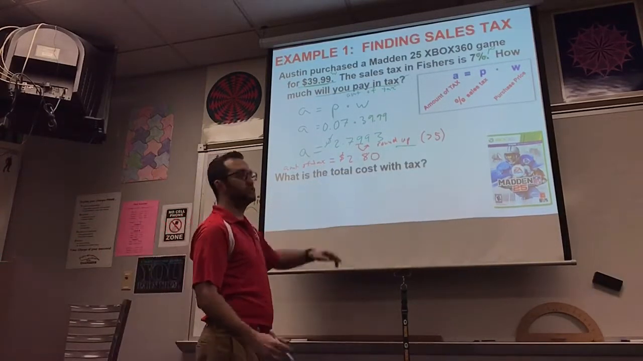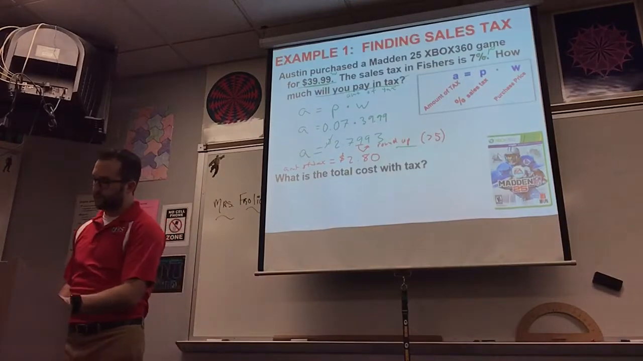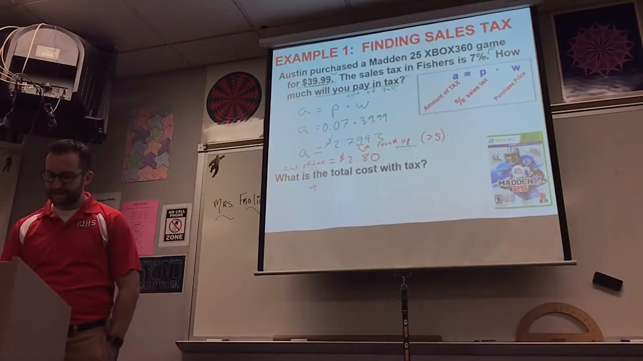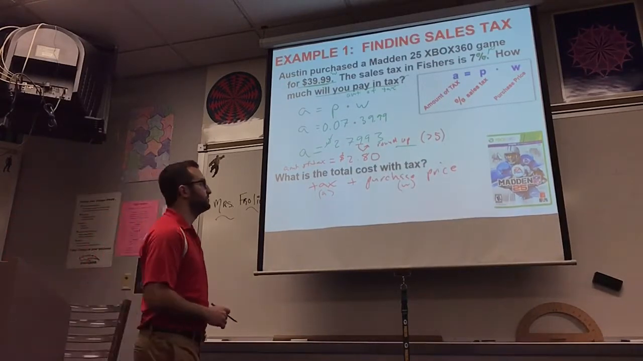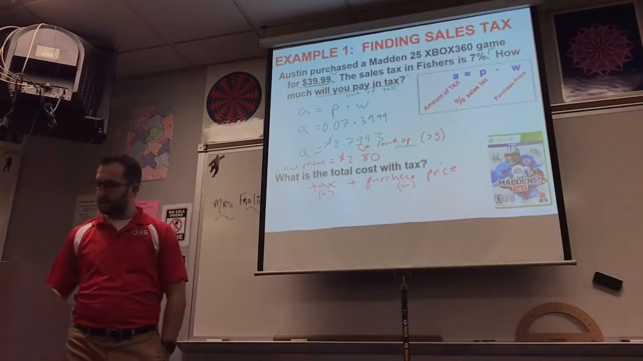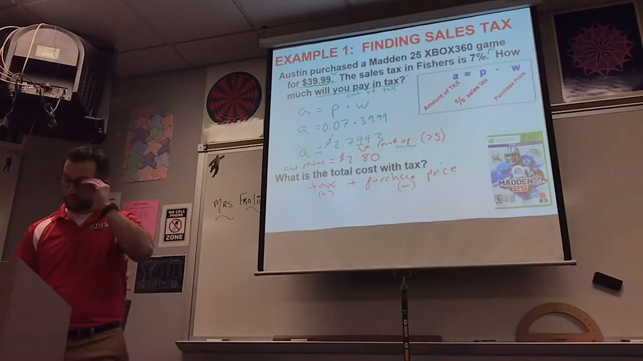The end of this question is what is the total cost? So how much am I going to pay in total? How do I do that? Well, I need to add tax plus purchase price. That's A plus W. A plus W. So what are my numbers that I need to add together? Luke.